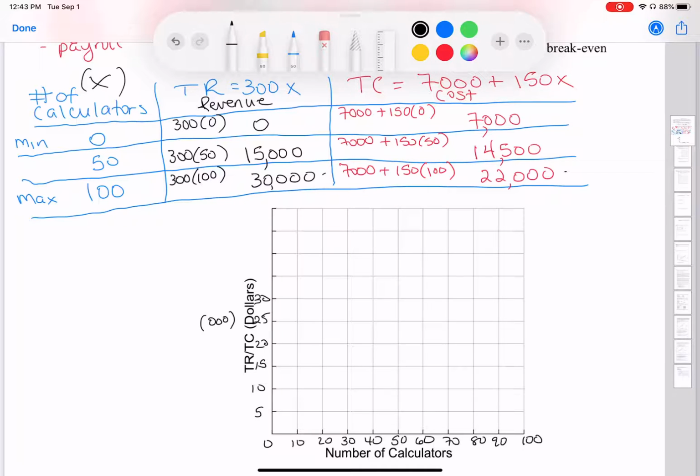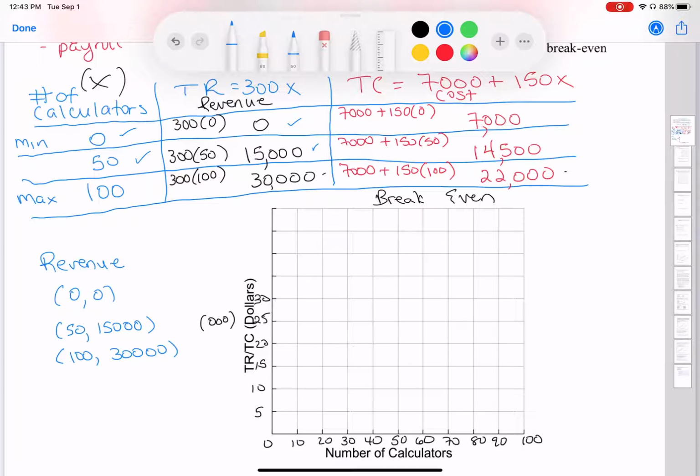And we are graphing here our break even. Let's give it a title for our calculator business. And let's start off with the revenue. So here's our revenue dots. So we have 0, 0, and 50, 15,000, and 100, 30,000. All right, so I can plot those. Some of them we'll have to estimate, but in general, we can do this fairly accurately.